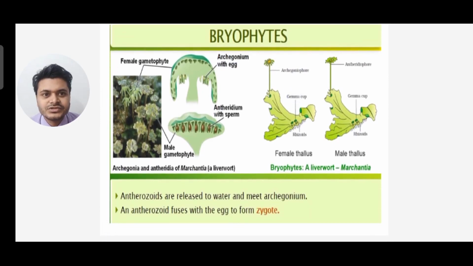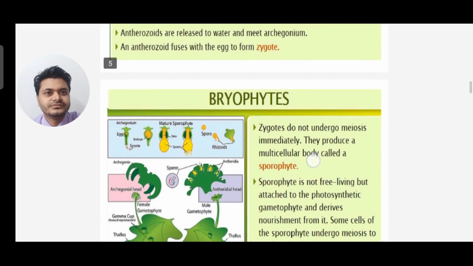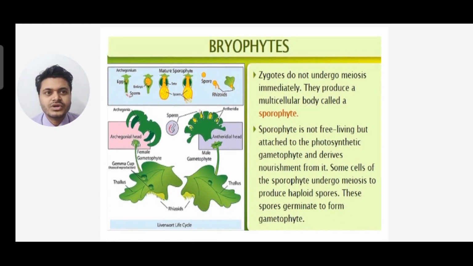Next, antherozoids are released to water and meet the archegonium, and the antherozoid fuses with the egg to form the zygote, alright? Now the zygote does not undergo meiosis immediately, it produces a multicellular body called sporophyte, right? So this zygote does not undergo meiosis immediately, but produces a multicellular body called sporophyte.